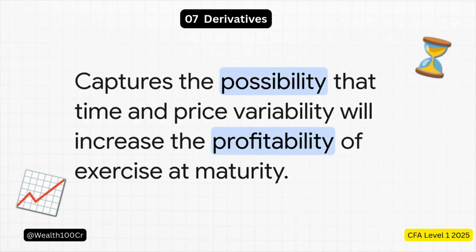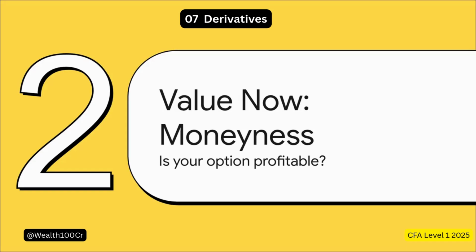And that, my students, is the time value. Okay, so let's look a little closer at that first part, the value now, which we called the exercise value. To understand this, we use a very simple idea called moneyness. It sounds like a big word, but it's just a way of asking a simple question. If I had to use my option right now, this very second, would I make a profit?